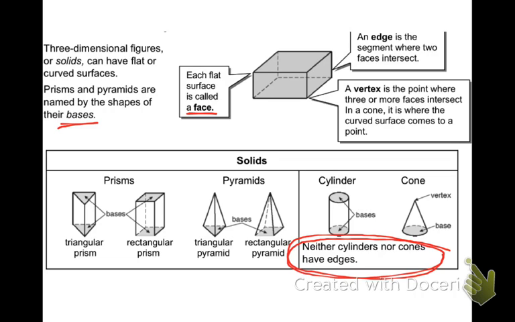A cylinder would be like a can. Nobody here has a soda pop this time. Like those timers. Hourglass? Maybe a type of cylinder. A cone. A lot of times, what's a popular cone? An ice cream cone. Okay. Those are some examples of the three-dimensional figures.